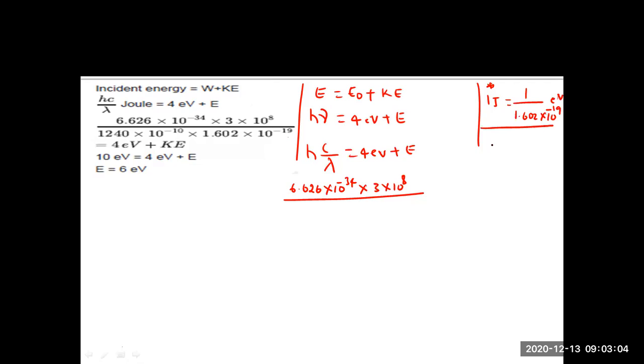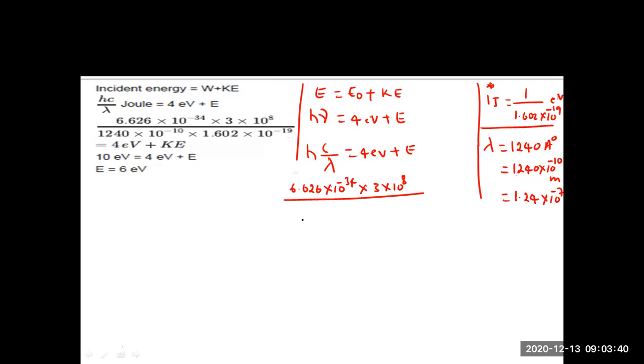I'll write it separately here. See, the wavelength given is 1240 Angstrom, or 1240 into 10 raised to minus 10 meter. Is that okay? Now, or else you can also do it like this. You shift the decimal: 1.24 into 10 raised to how much? Minus 7. Shift the decimal to the left hand side, increase the power. We are going to shift the decimal 1, 2, 3 places. So 1.24 into 10 raised to minus 7 it becomes.